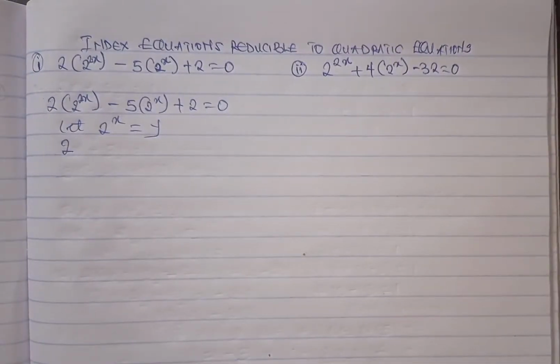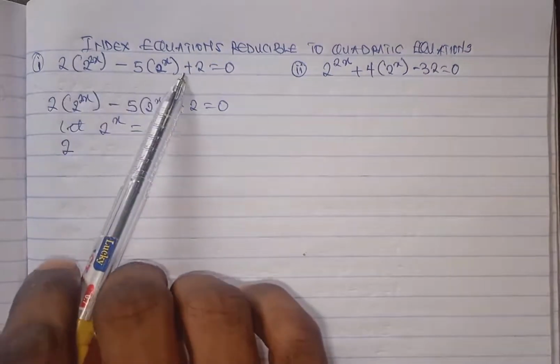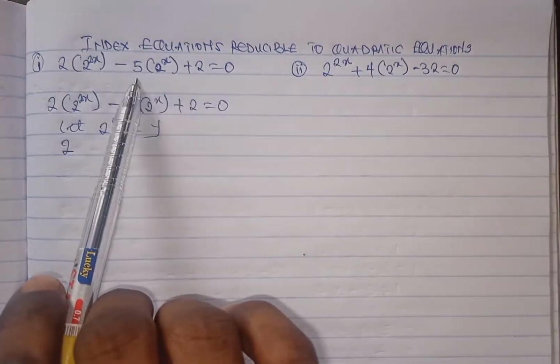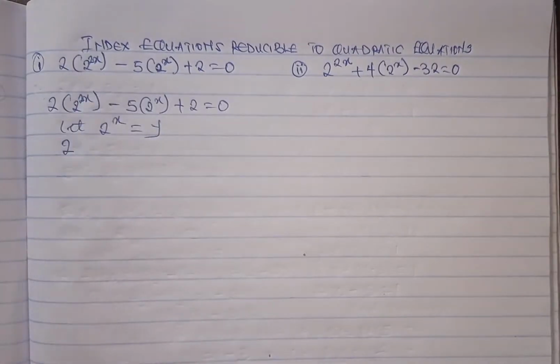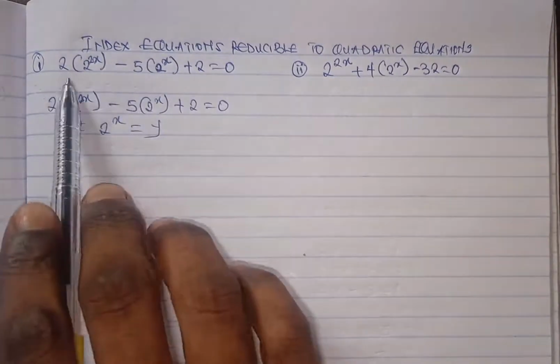So, as you can see, we have index equation reducible to quadratic equation. When you see an equation in this form, it is an index equation that is reducible to quadratic equation. So, how do you solve this kind of question? This is the first example.